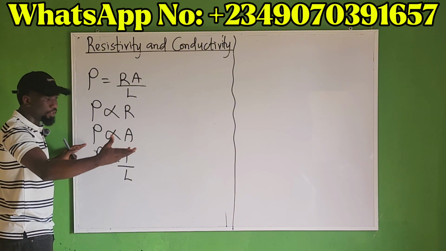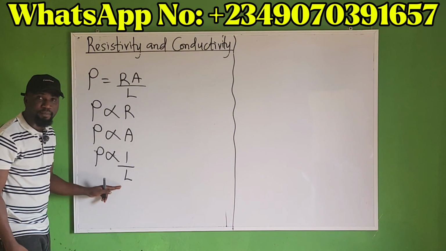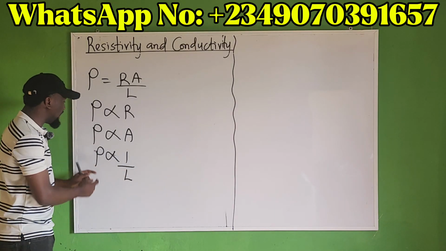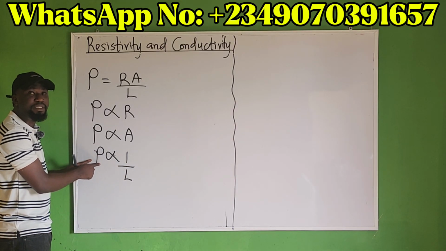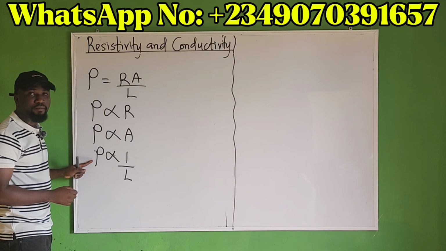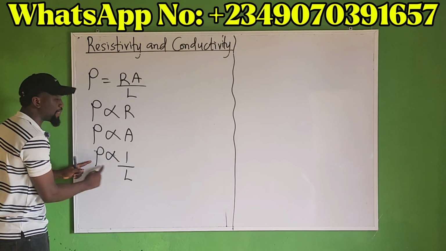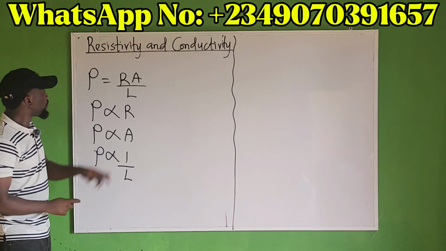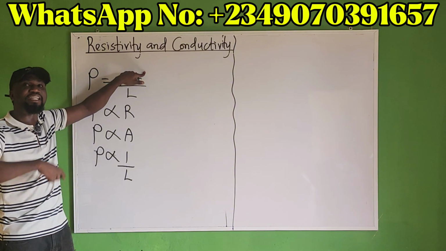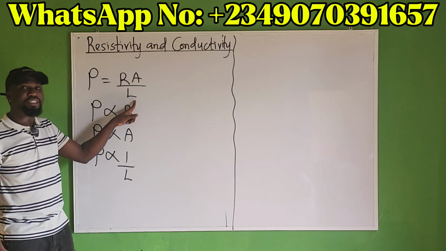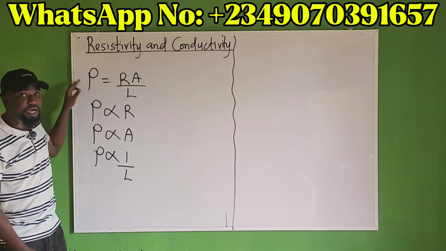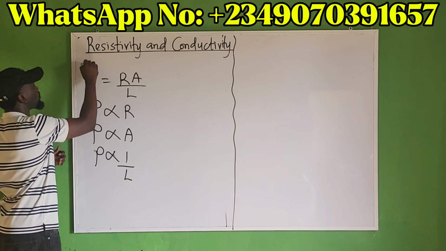So for L, which is the length of the wire, if the length of the wire is very long, then what will happen to the resistivity? The resistivity is going to be low in value. Do you understand that? Because this is inversely proportional. Whenever you have these two values as the numerator, that is directly proportional. When you have the denominator, that is inversely proportional.